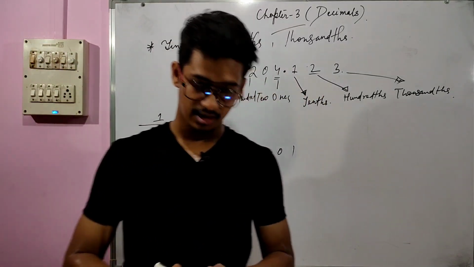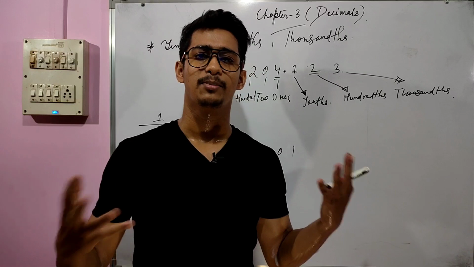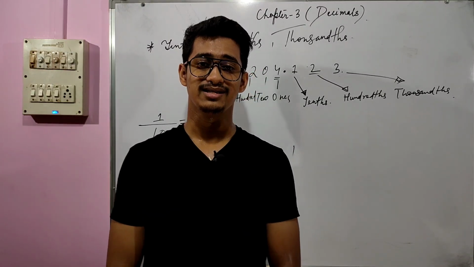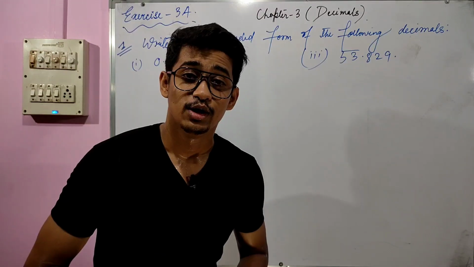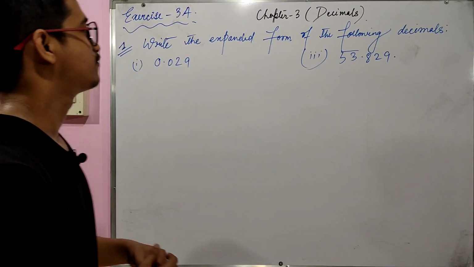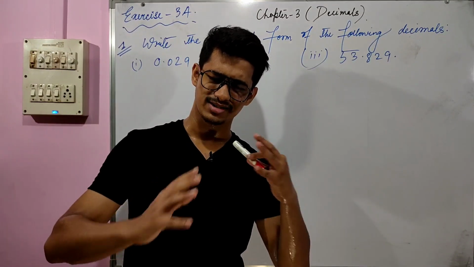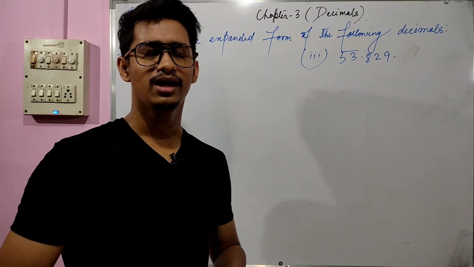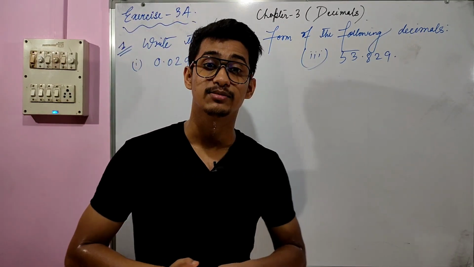After clearing out all such things, I think you have understood the basic thing. Now let's continue with exercise 3A. So let's just start exercise 3A. What is the first question? Write the expanded form of the following decimals. Before starting off, let's understand one more topic that is left over. That is about like decimals and unlike decimals.